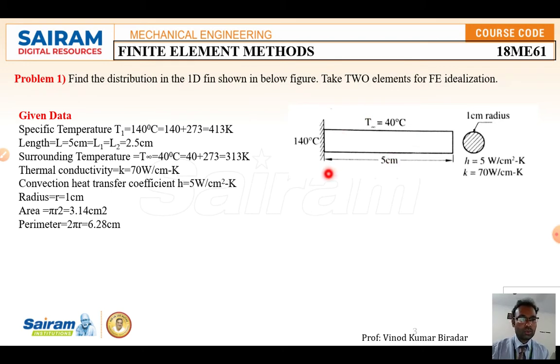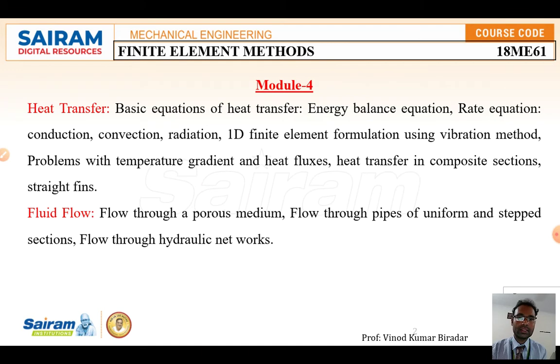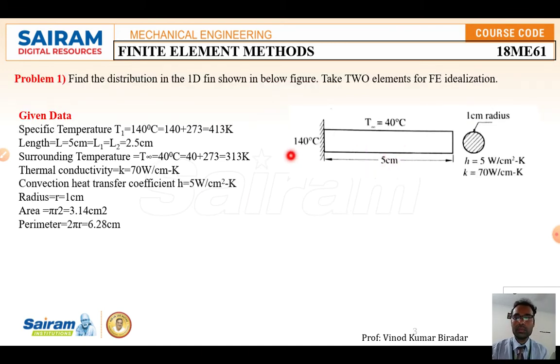First, note down and write the given data. The specific temperature on this side is T1 equal to 140 degrees centigrade, and you have to convert that into Kelvin. To convert degrees centigrade into Kelvin you have to add 273. So 140 plus 273 is equal to 413 Kelvin. The length of the given fin is given, and they are telling us to take 2 elements. If you divide it exactly in the middle, the total length is 5 centimeter, so half of that, dividing by 2, is 2.5 centimeter. That is L1 and L2. So the total length is 5 centimeter, and L1 and L2 are each equal to 2.5 centimeter.